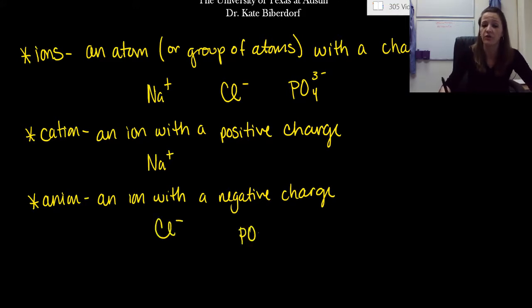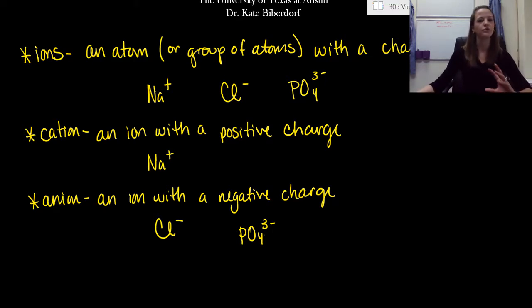Technically PO4 3- is also an anion, but we have a different word for that. We usually call them polyatomic ions. I'm going to talk about that in a completely separate video, so we'll come back to that later. All right, so now this is ions.